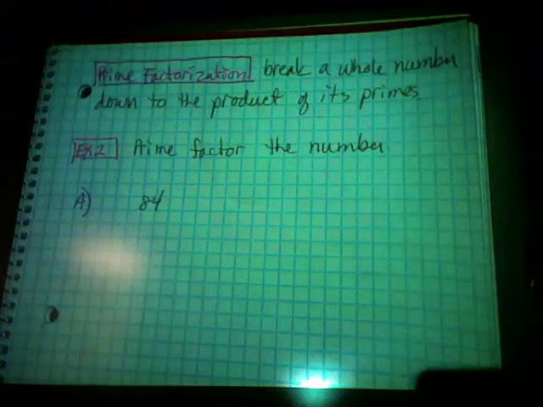So I suggest you use factor trees. How many of you have used factor trees before? Okay. Some of you have used repetitive division. I would not suggest repetitive division. I hate it, hate it, hate it.